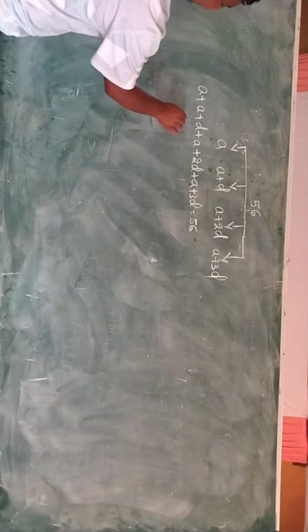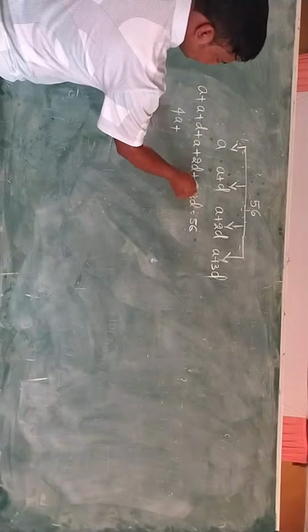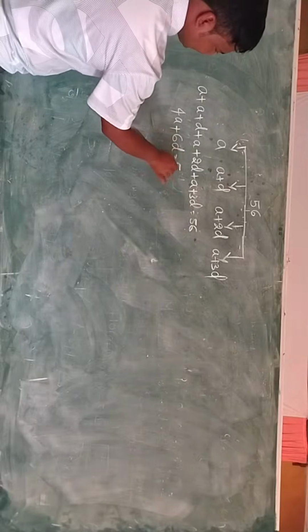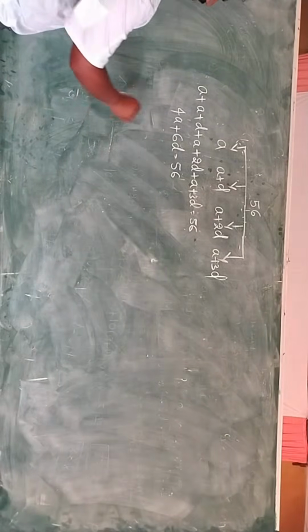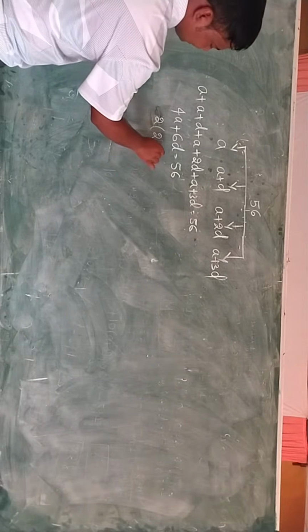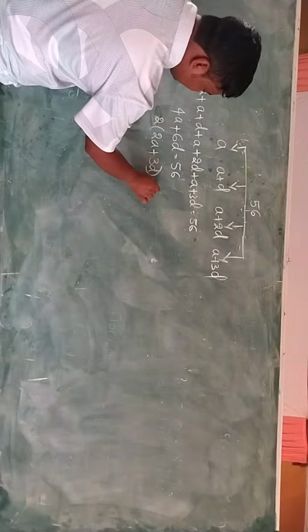4 times of (a plus 3d, 2d, 5d, 5d plus 1d, 6d), 6d is equal to 56. So 4 is common. No, sorry, 2 is common. Take it outside: 2a plus 3d is equal to 56.